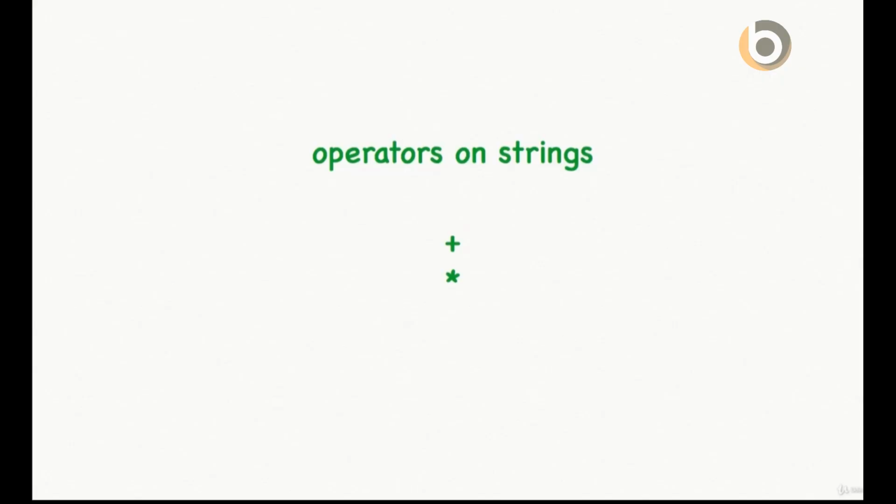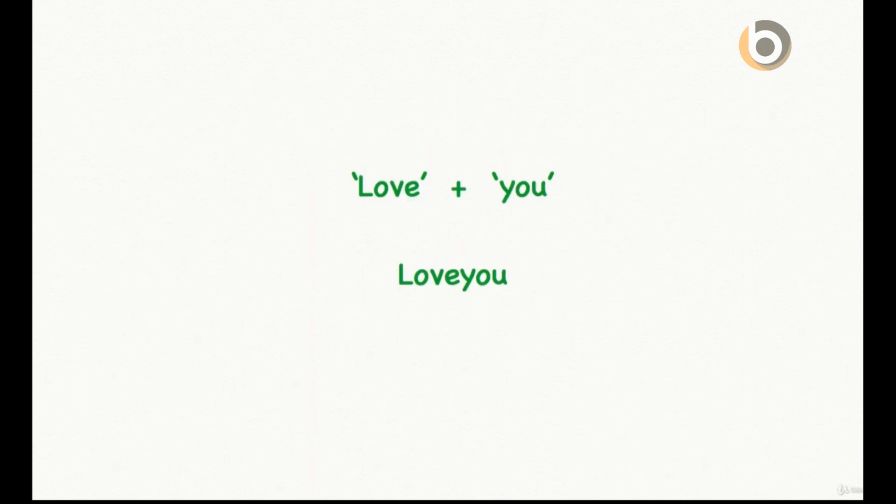We can use the operators plus and asterisk on strings as well. The plus sign will just concatenate the strings, and the asterisk sign will repeat that string for the number of times we define and will attach the string. Suppose we have two strings, one says love and the second says you. We can join these two strings, that is, we can concatenate these two strings by using a plus sign. So when we write it like this, it will join the two strings and make them one string, that is, love you.